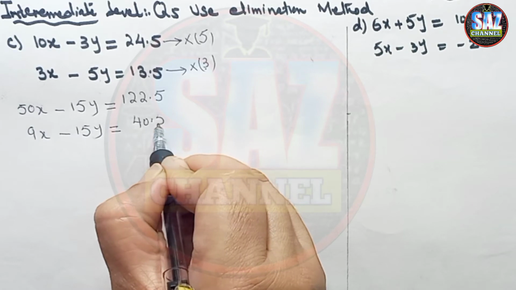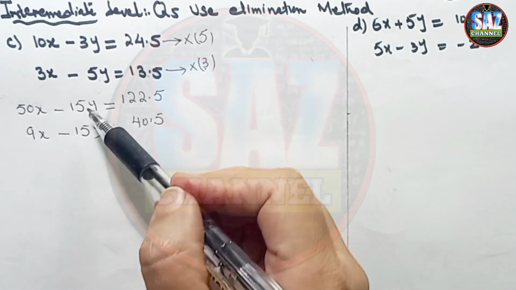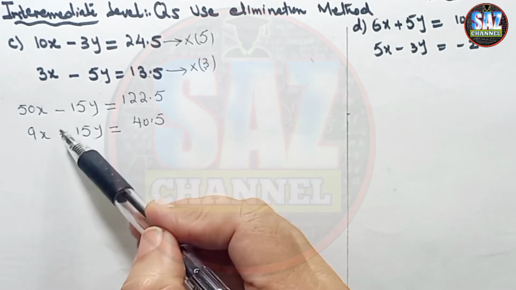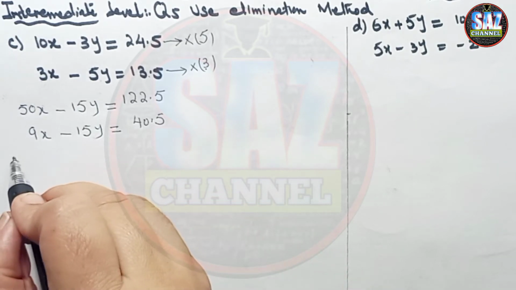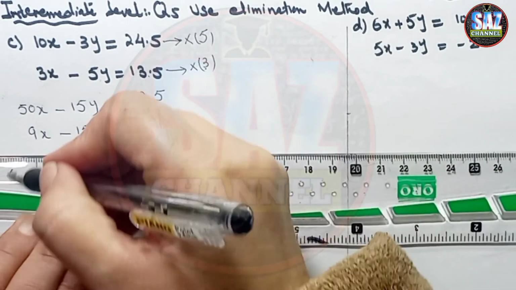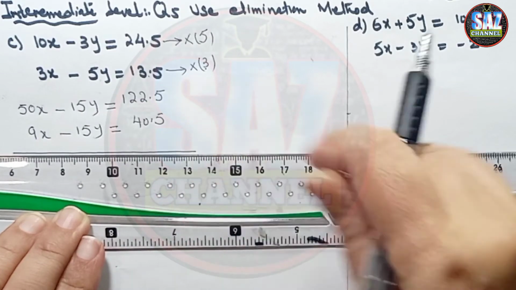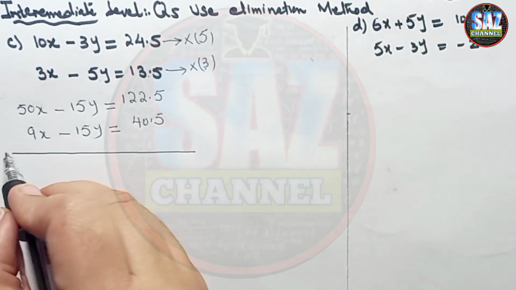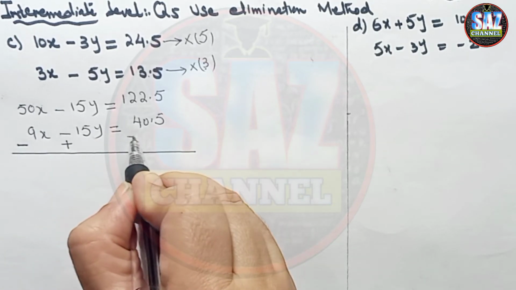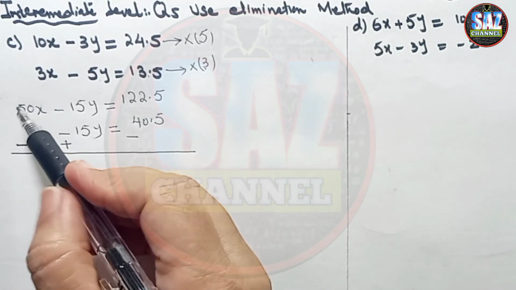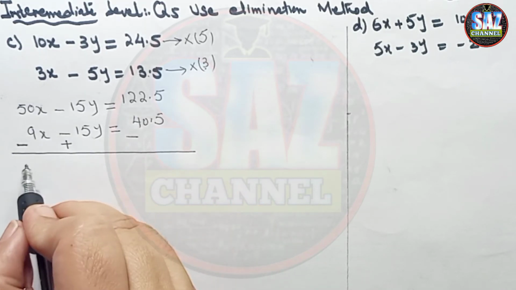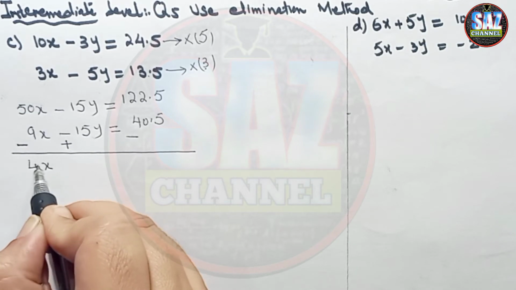Now what we have to do, we have to look at the coefficients of y. They are 15 in both the equations with negative sign. So recall the rule that same coefficient, same sign, what are we going to do? We have to subtract both the equations. So I'll be changing the sign of second equation and I will be solving the question with new signs. So 50 minus 9 will give me 41x.